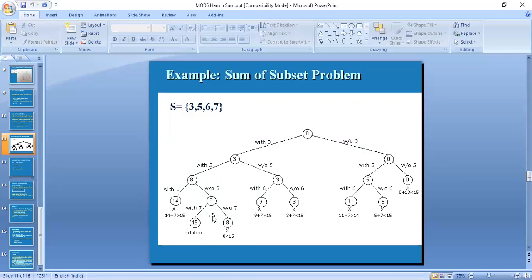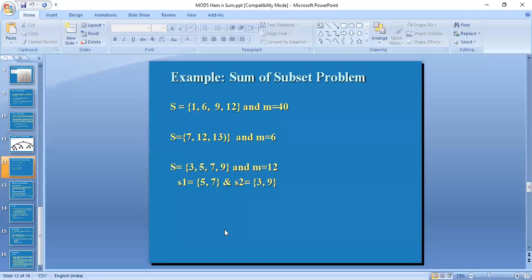The solution will be obtained only when you get the exact value of m. It can be either a single solution or multiple solutions. Now, there are certain cases where we may not be able to get a solution. For example, you are given a set of integers 3, 5, 7, 9 and your m value is 12. Are you getting a solution? Yes. 5 plus 7 is 12, and 3 plus 9 is 12. So you are getting the solution.